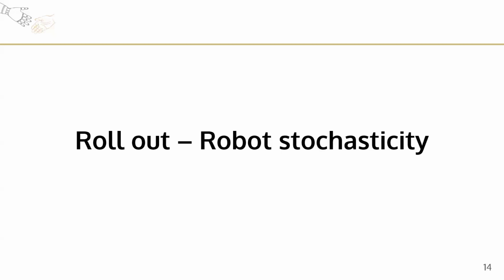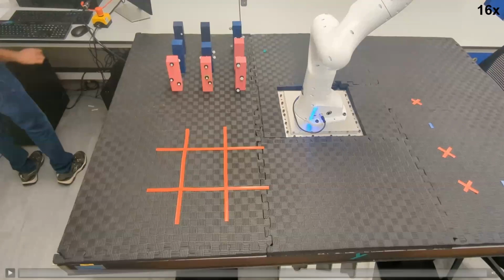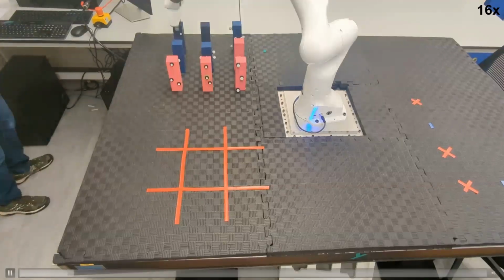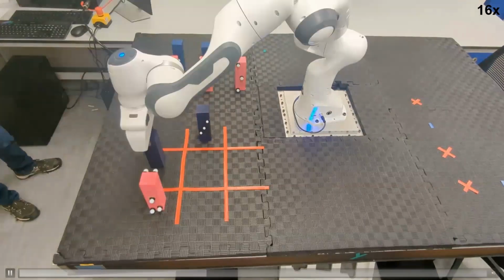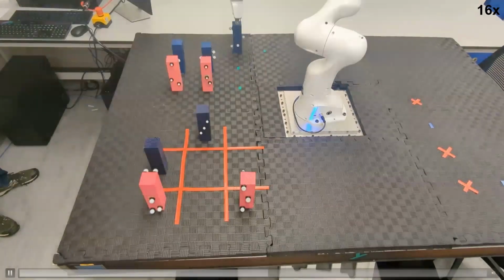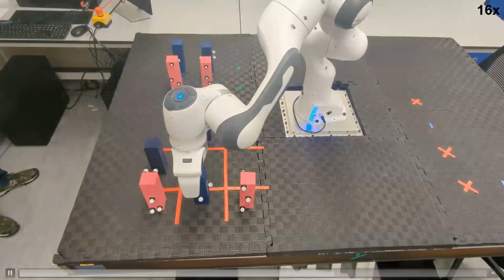Now let us consider a rollout with stochasticity in robot actions. There is uncertainty in the first and second robot action. Instead of placing in the middle, the robot places it in the top and on the left. Eventually, as you can see, the robot ends up losing this game.